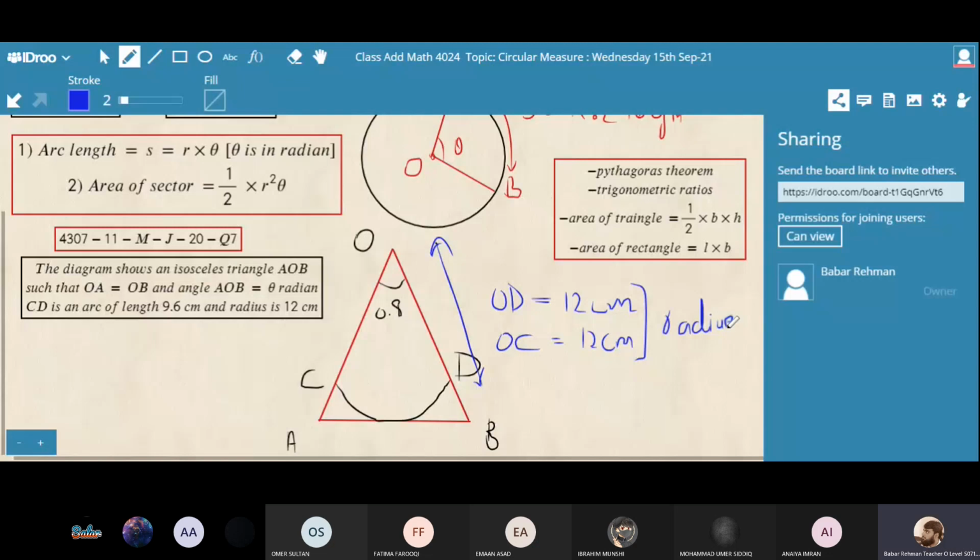Okay, both things are radius. So what we are going to find out, student, this is 12 centimeter, this is also 12 centimeter, and radius is 12 centimeter. And now the concept is we have to find the area of shaded region.